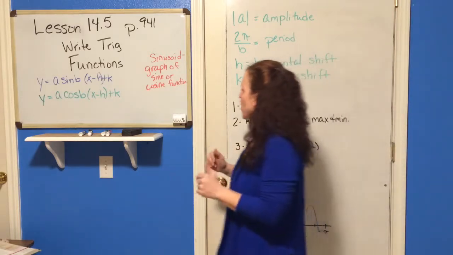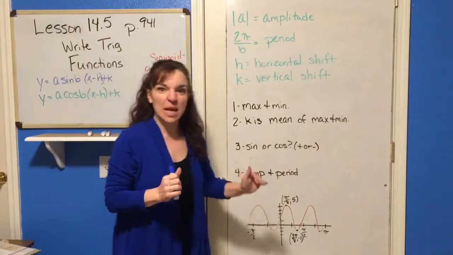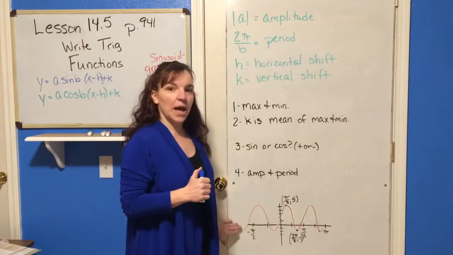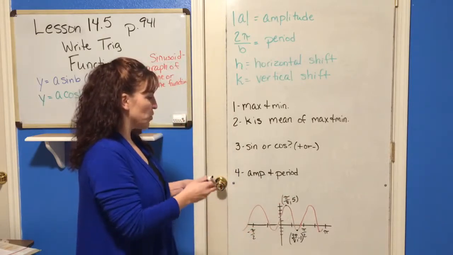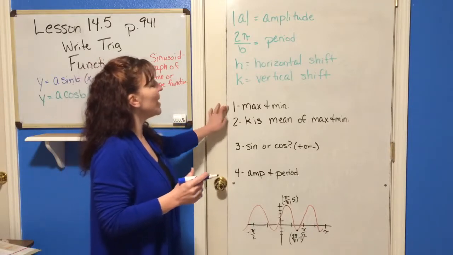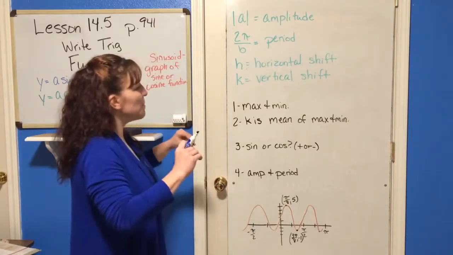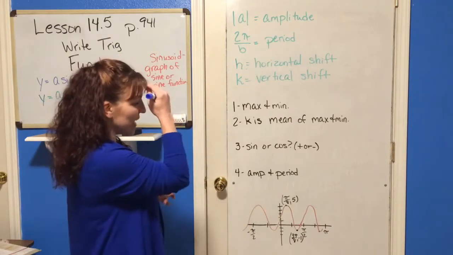All right, so here's what we're going to do. I've got some steps, 1, 2, 3, 4. Let's follow the steps to determine the formula for this curve right here. Step 1, and you probably will want these steps written in your notes, is: what is the minimum and maximum height? What's the highest and lowest height of your curve?